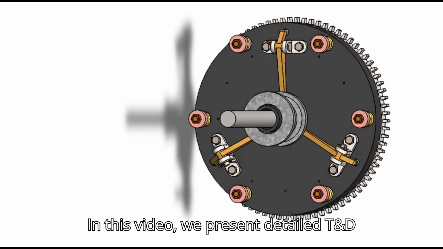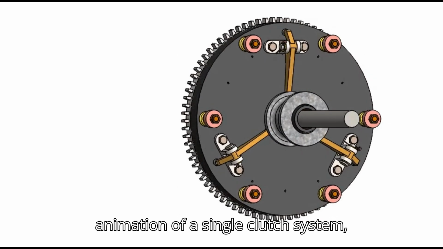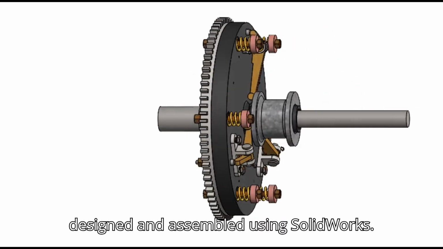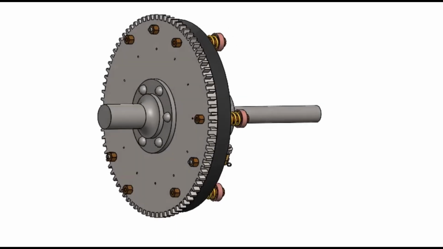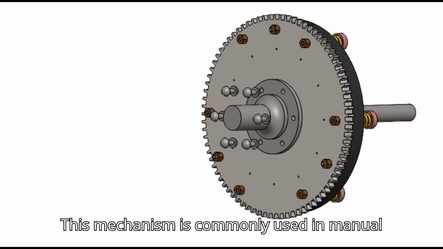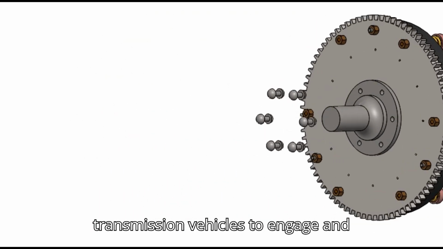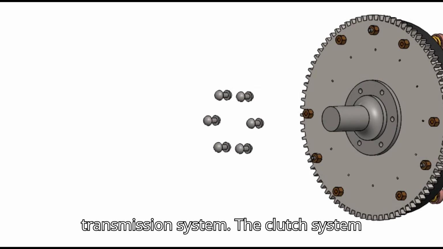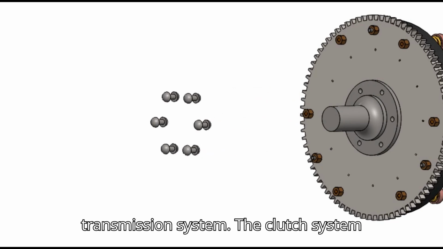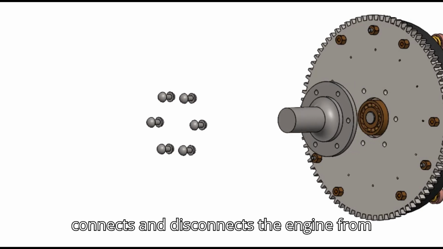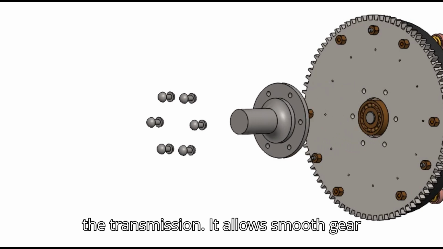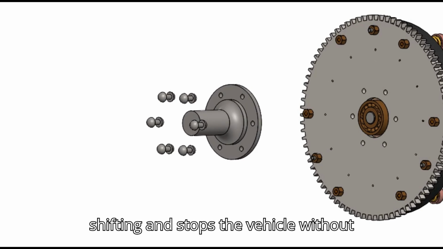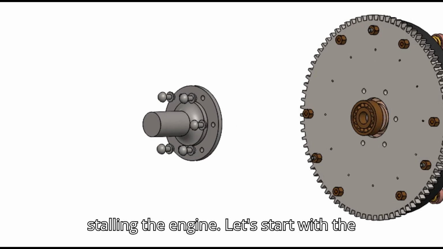In this video, we present a detailed 3D animation of a single clutch system, designed and assembled using SolidWorks. This mechanism is commonly used in manual transmission vehicles to engage and disengage the engine from the transmission system. The clutch system connects and disconnects the engine from the transmission. It allows smooth gear shifting and stops the vehicle without stalling the engine.